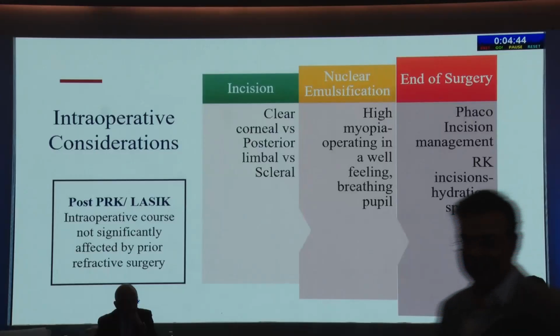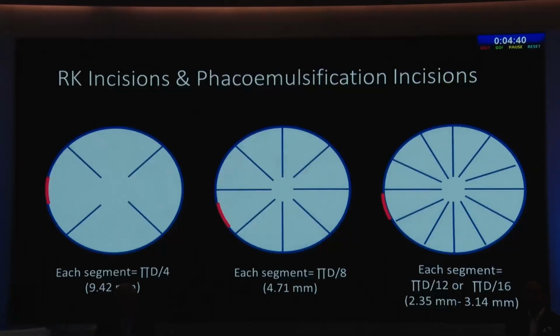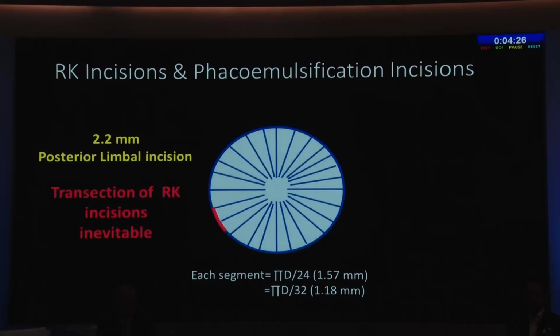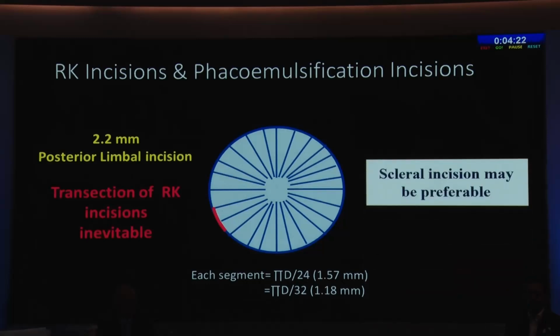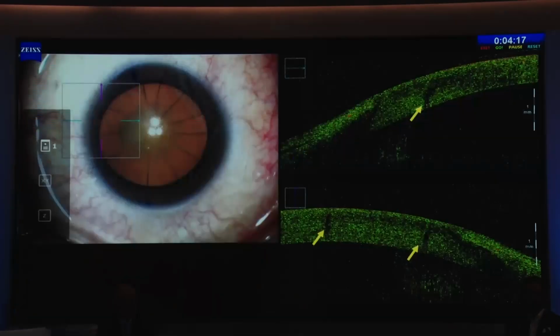So intraoperative considerations in post-RK: incision is what is important, because if you have 4 incisions or even 8 incisions, you can get away with clear corneal incisions without transecting the RK incisions. If you have 16 or more, a posterior limbal, and in 32, a scleral tunnel is preferred, because otherwise you will inevitably transect the RK incisions and end up with a challenging phaco. So this is just a post-RK case in which we chose a 19 diopter.